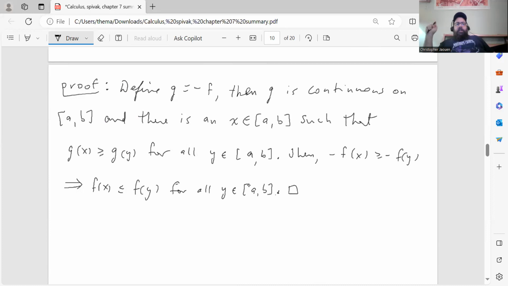Define g equal to negative f, then g is continuous on the closed interval from a to b, and there is an x in the interval from a to b such that g of x is greater than or equal to g of y for all y in the interval from a to b. Then negative f of x greater than or equal to negative f of y implies f of x less than or equal to f of y for all y in the closed interval from a to b.